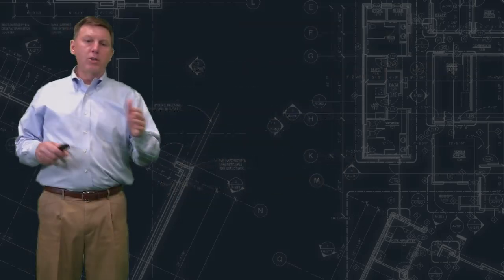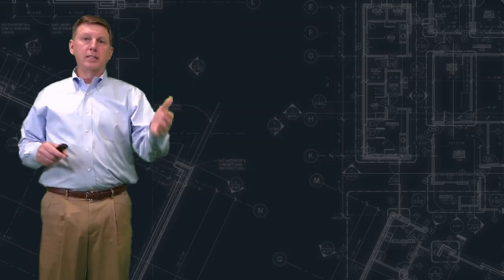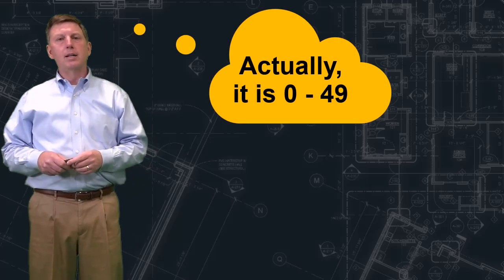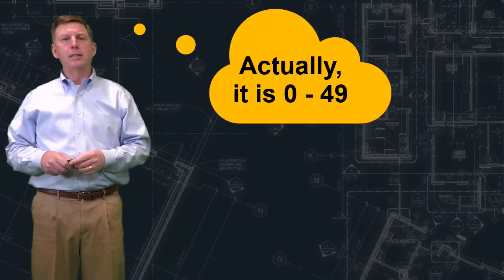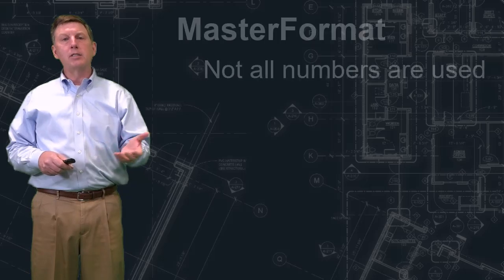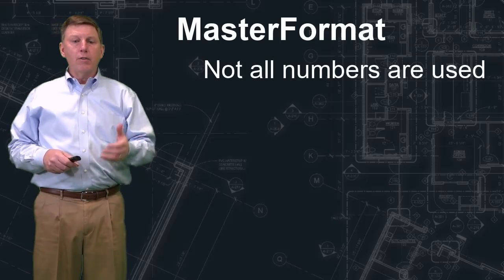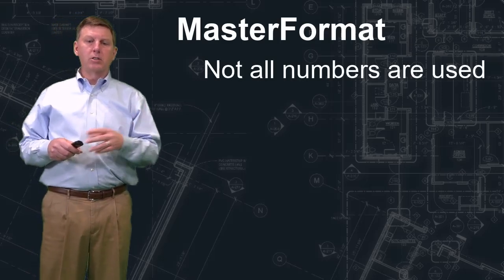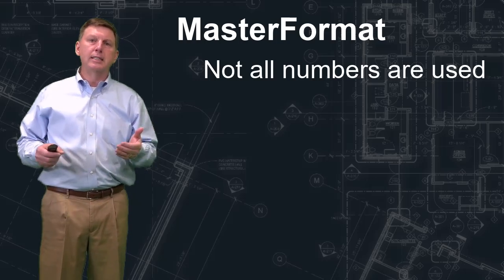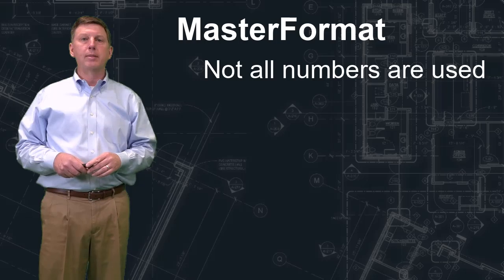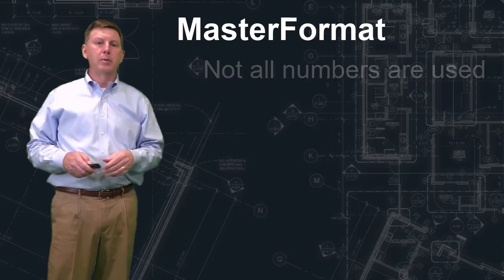Now, when you think of all the numbers that are used, basically 0 through 50 in master format, not all of them actually contain specifications. For instance, in the facility construction group, you go from 02 to 19, but only 02 to 14 are actually used. So you don't have a lot to remember.